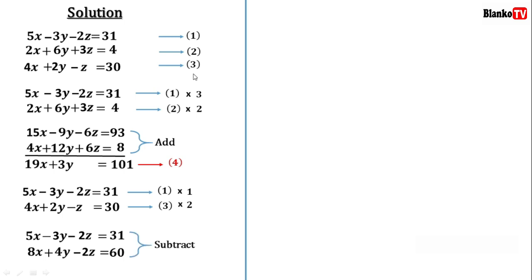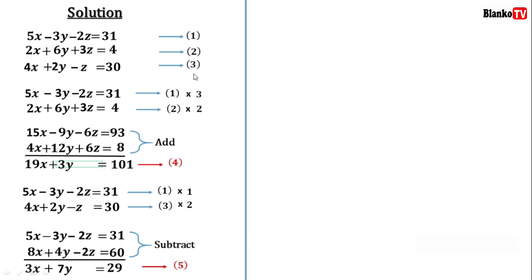So we subtract 5x minus 3y minus 2z equals 31 from 8x plus 4y minus 2z equals 60. And when we do that, we are going to get 3x plus 7y equals 29. I hope you are following it. So we can represent this equation also as equation 5.